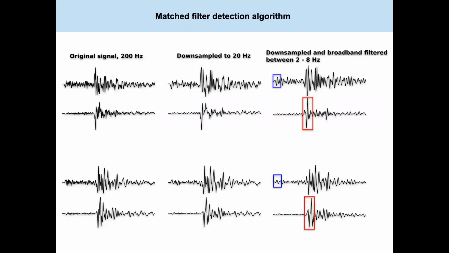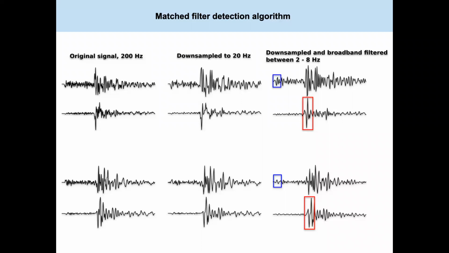Okay, then let's talk about this match filter detection algorithm. So this is the one that I said before. This is when you have earthquakes that look similar, so they happen almost at the same place. Their waveform will be almost identical. And for this, we use this so-called match filter detection algorithm.